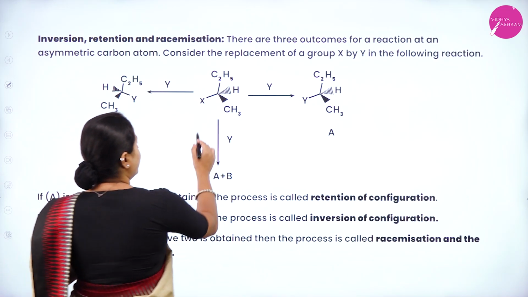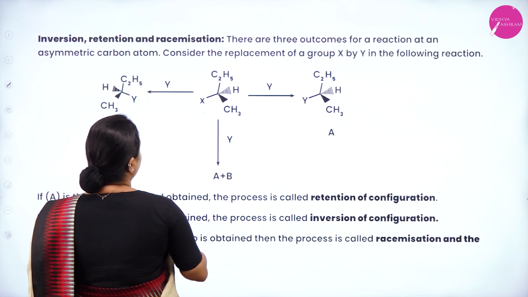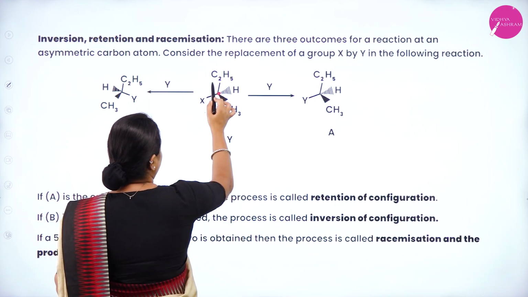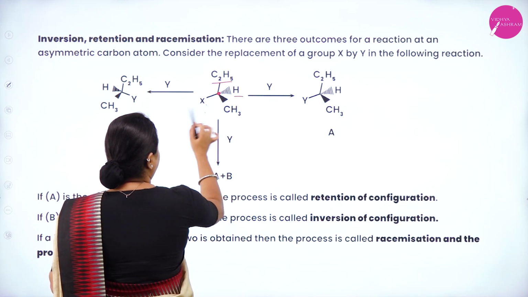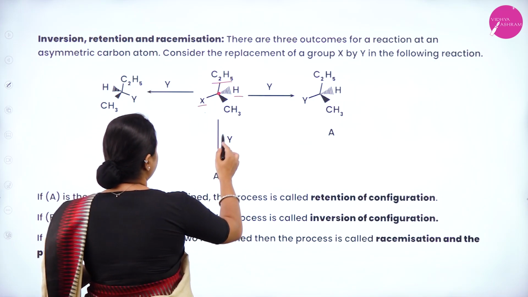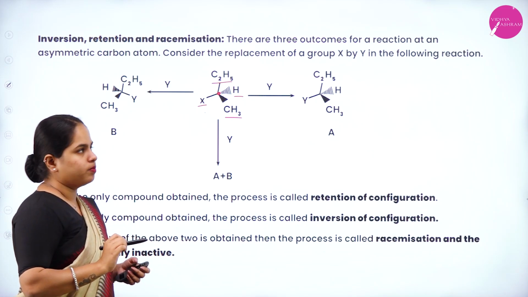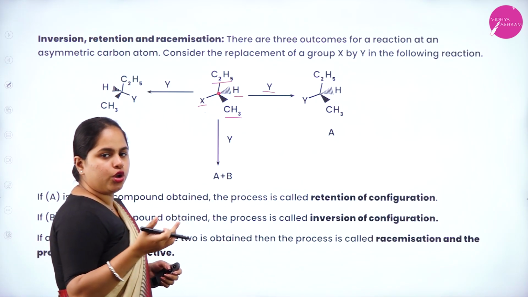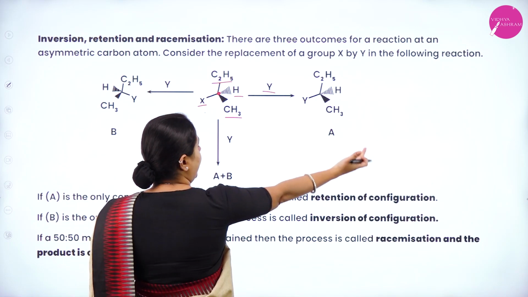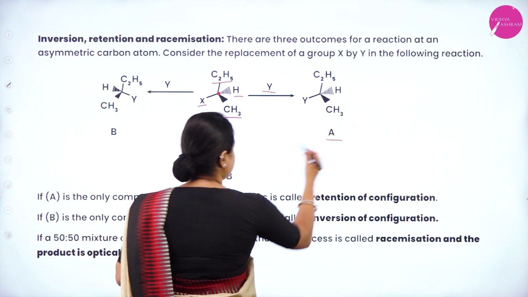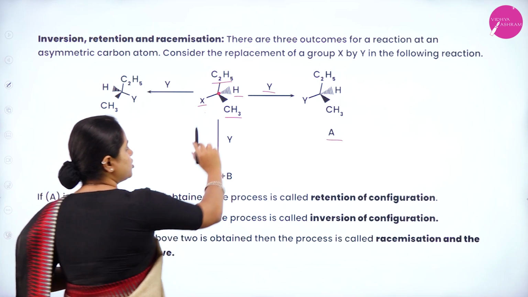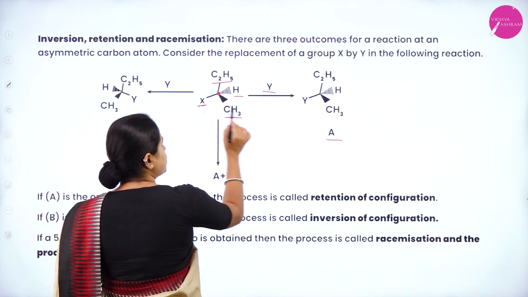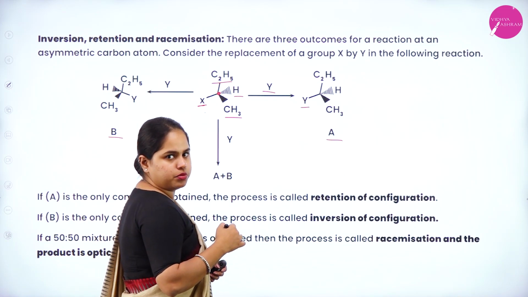Okay, so one example we have taken here. As you can see here, the carbon atom is present here. You have an ethyl group here, hydrogen here, X, which is to be substituted, and you have a methyl group here, to which a nucleophile Y is being added. Okay, nucleophile Y is added. So when A is being formed, so you can see this is one product A, one product B. So when A is formed, as you can see, there is a retention of configuration. Instead of X, Y is being substituted there.